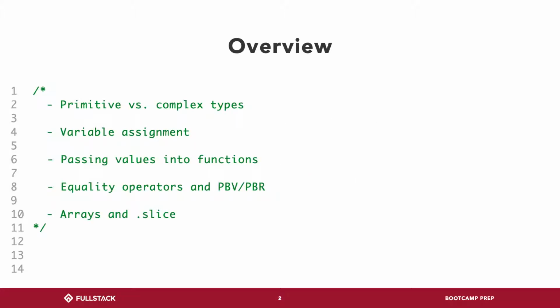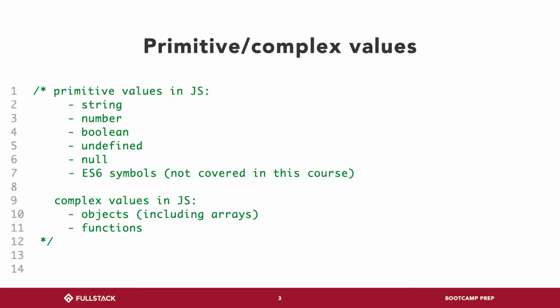So pointers and memory. We'll talk about primitive versus complex types, variable assignment, passing values into functions, equality operators, passing values versus passing references, and arrays and dot slice again. So primitive values, like I said before, are strings, numbers, booleans, undefined, null, and symbols. Complex values in JavaScript are objects, which include arrays and also functions.